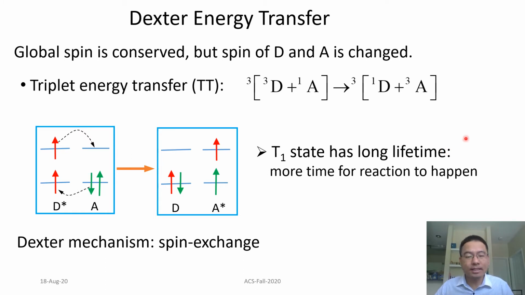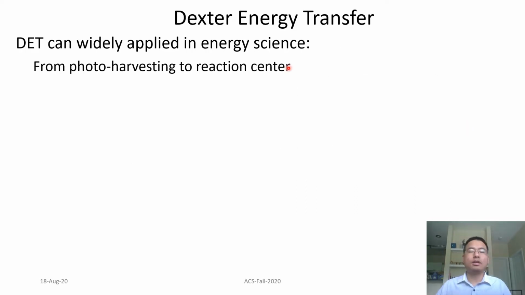And this reaction is important because the triplet T1 state usually has a relatively long lifetime so that it can provide enough time to make some excited state dynamics and reaction happen. Because of that, Dexter energy transfer has a lot of applications, especially in energy science. For example, we can use it to transfer the energy from photon harvesting position to the reaction center.